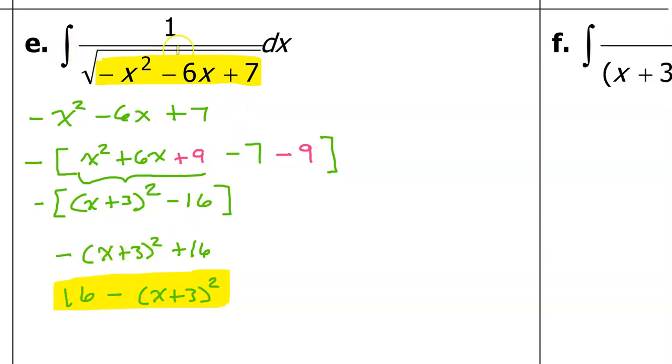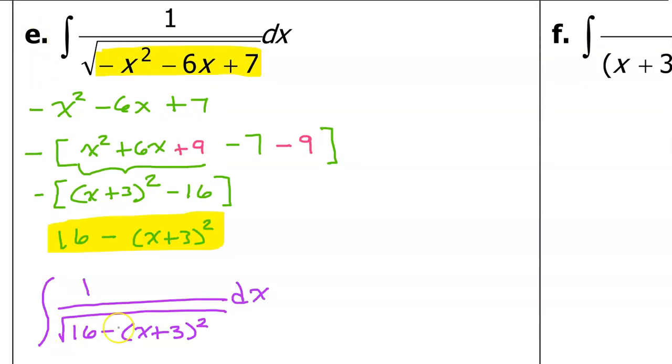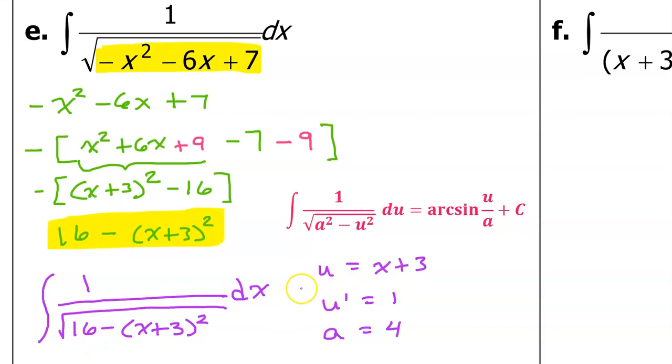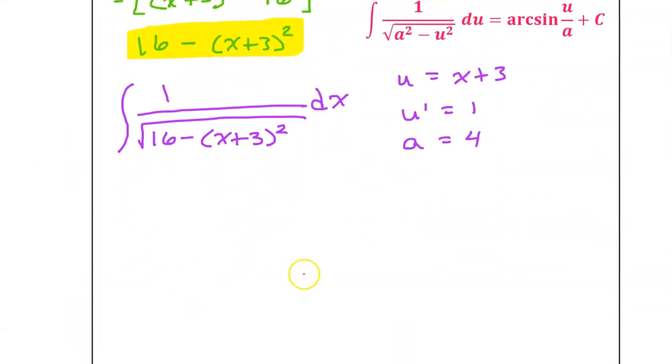So let's rewrite the original integral with this expression instead of the trinomial. So now we have this. Notice that this matches the arc secant rule if u is x plus 3, which means that u prime is just 1, and we have an a value of 4. The a value will always be the square root of the constant. So let's go ahead and make that substitution.